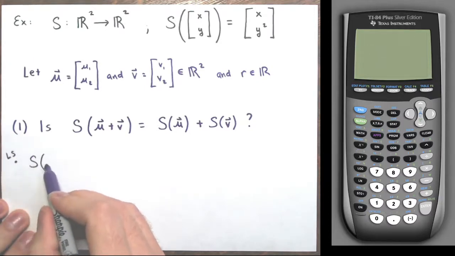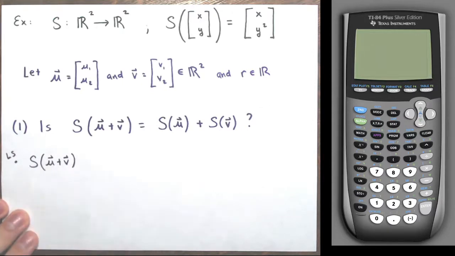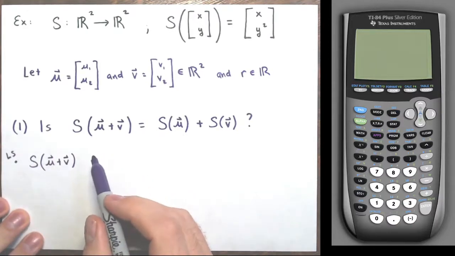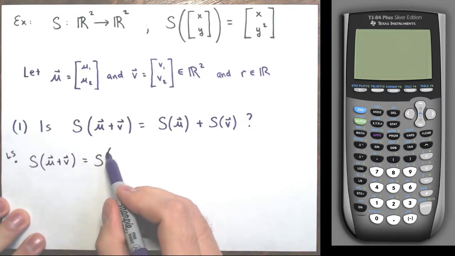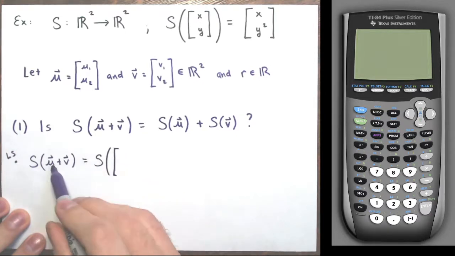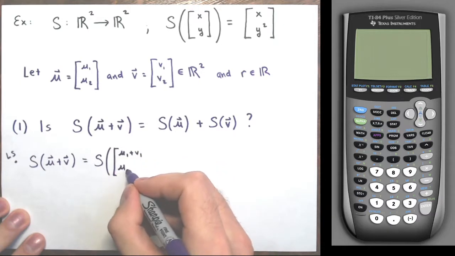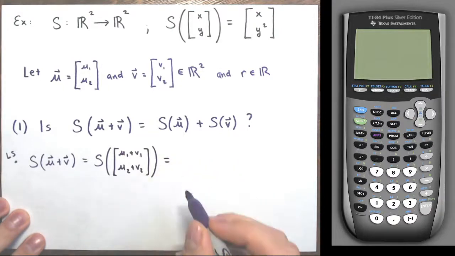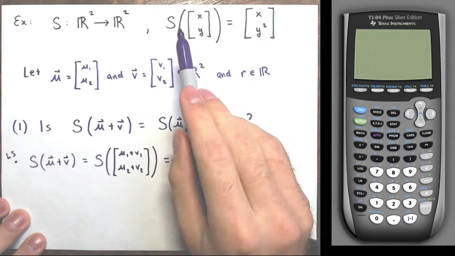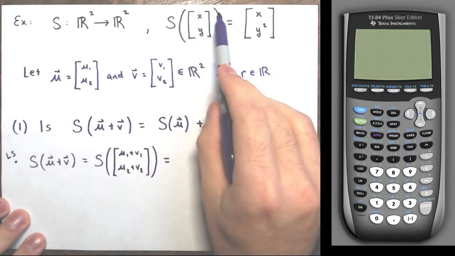S of the vector u plus v, the sum, so this is where I'm taking the sum first and then applying transformation S, or operator S, to it. So this would be S of, and again, standard addition here, u plus v would be the vector u1 plus v1 for the first component, and u2 plus v2 for the second component. And then applying this operator to this vector. Remember, the first component stays the same in the output.